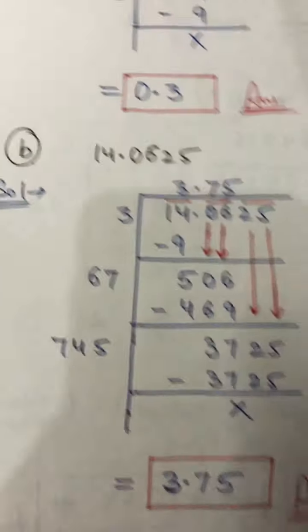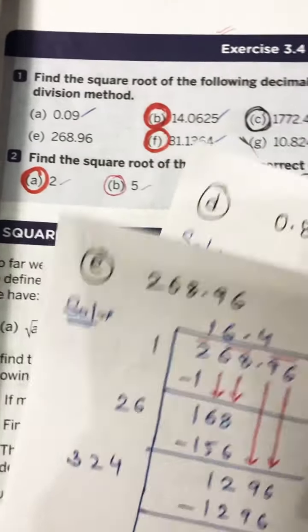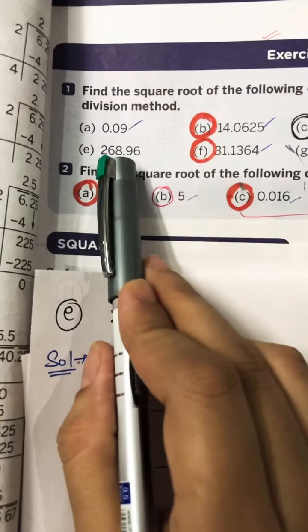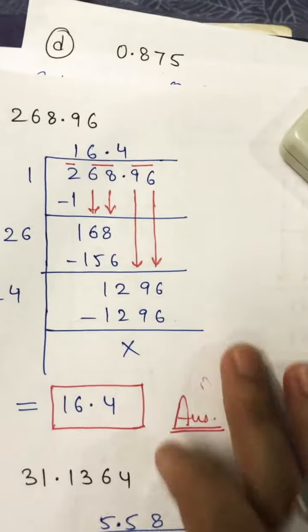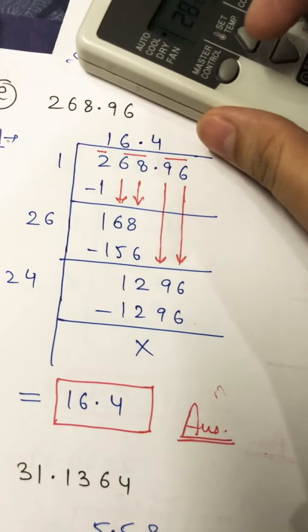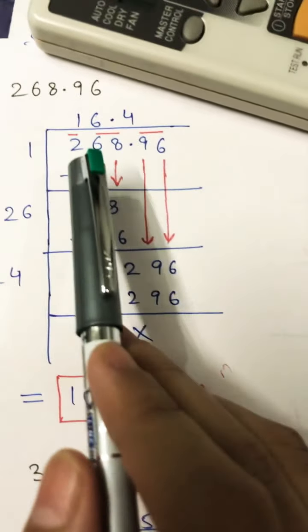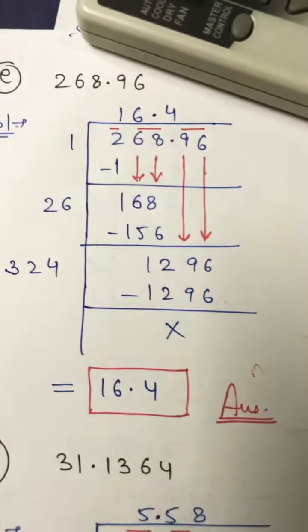Okay, now we are moving to the next. Now I am telling you part number E. The number is 268.96. After the decimal, we always say it like this, like 96. Okay, this is your question. So write in this way. Start making pairs from the back, from the last digit.